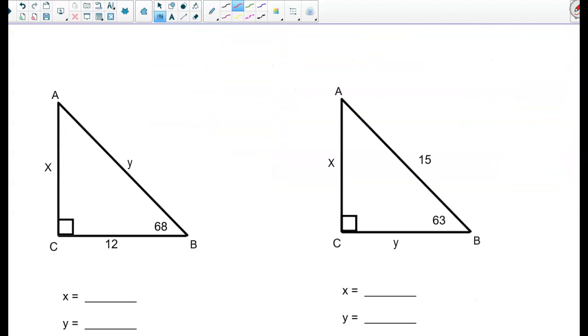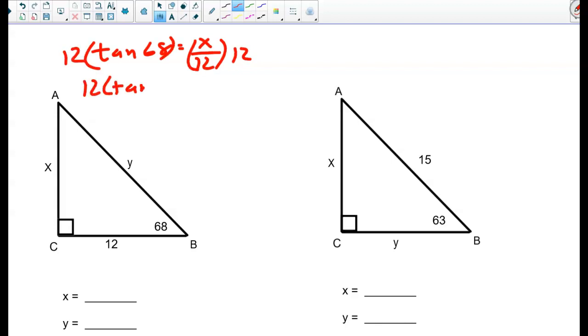As we come down here, the tangent of 68 is equal to x over 12. We're going to multiply both sides by 12. 12 times the tangent of 68 equals x. And that's my answer. When that variable's in the numerator, that's going to make our life a lot easier.